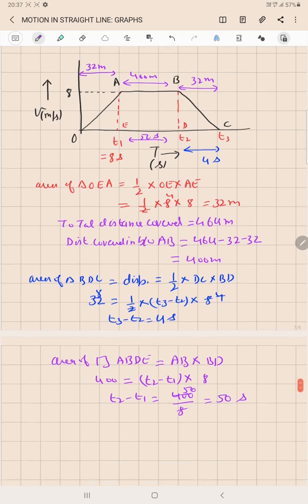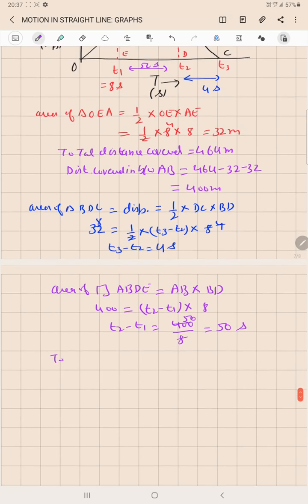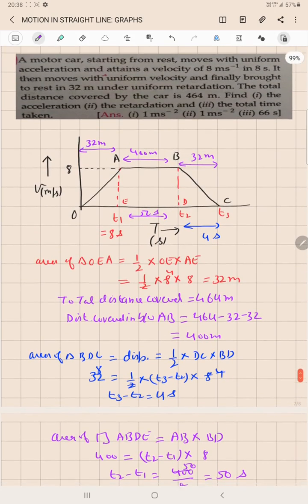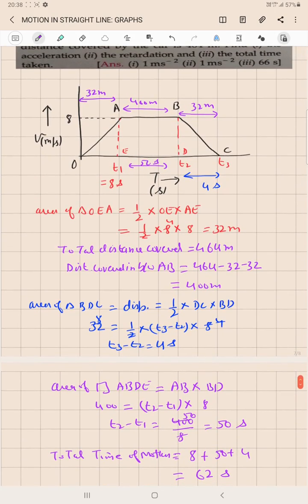This means that one answer is available to us. Total time of the motion is equal to time of first section 8 seconds, time of second section 50 seconds, plus time of last section which is 4 seconds, which is equal to 62 seconds.